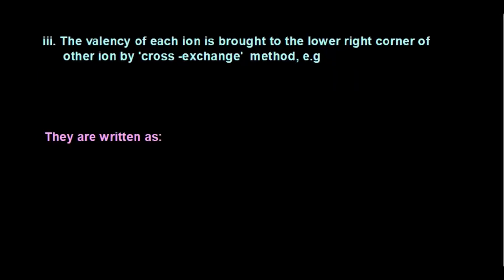Now we will see the next step. The next step is: the valency of each ion is brought to the lower right corner of the other ion by the cross exchange method. It means while we are going to write the chemical formula of a compound, we will cross the valency of each ion. We will understand this concept with the help of some examples.